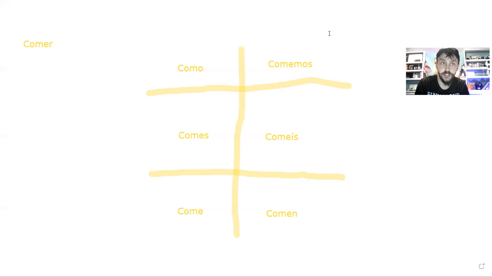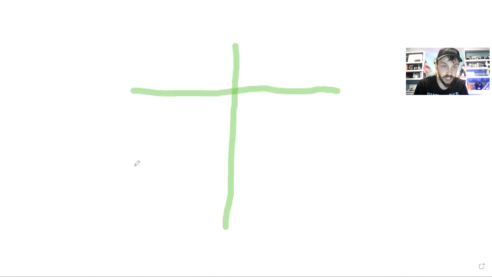So let's try the verb beber. Let's try this in a different color. Green is a good color. So I want to draw. Let's make this green too. That way we can do it in the same color. Make our little conjugation table. And now this is the Spanish verb beber.